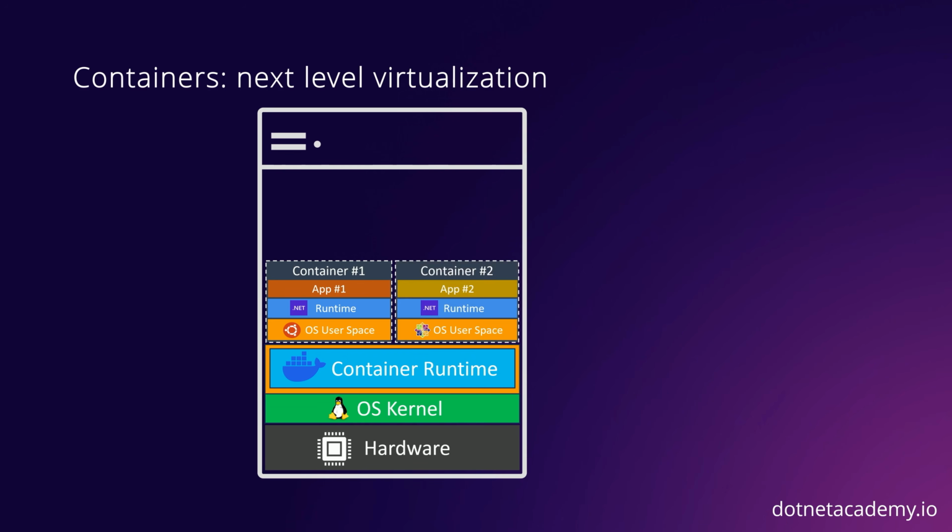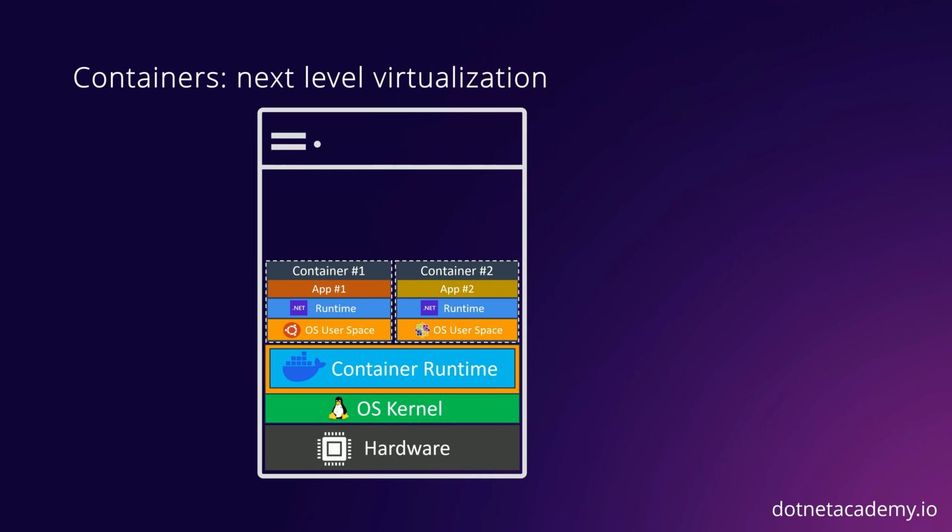This one will run a different application, and interestingly, it can use a different Linux distribution user space, CentOS in this case. Here's what makes containers so powerful. Even though these containers use different Linux distributions in their user space, they can still run side by side because they both share the same Linux kernel underneath.